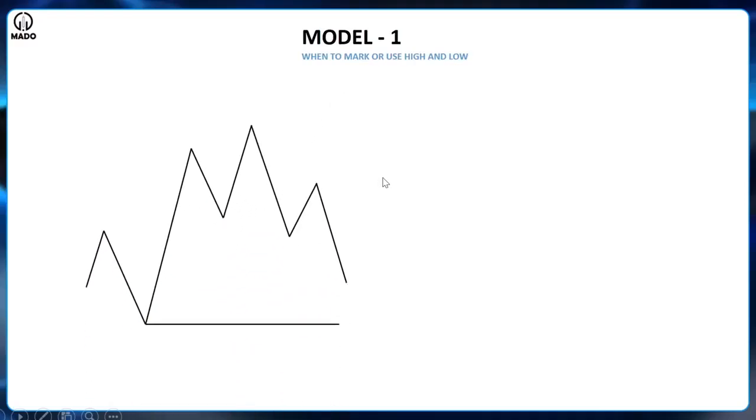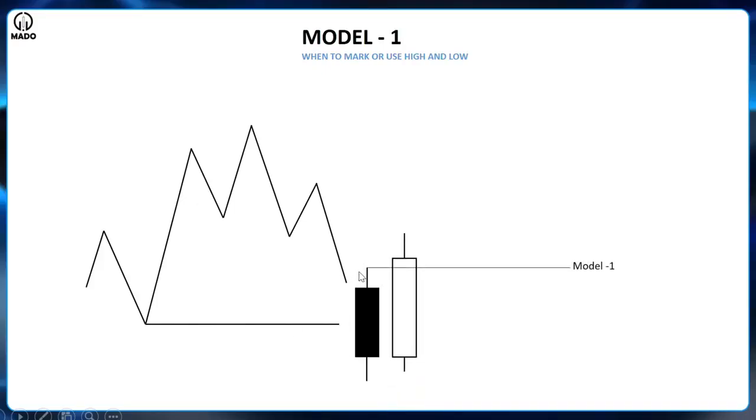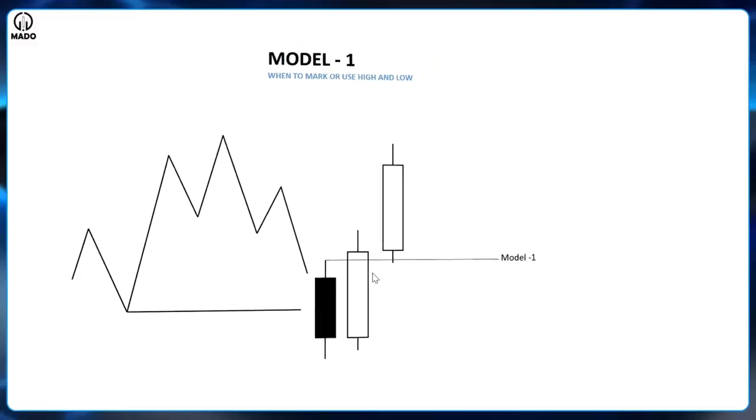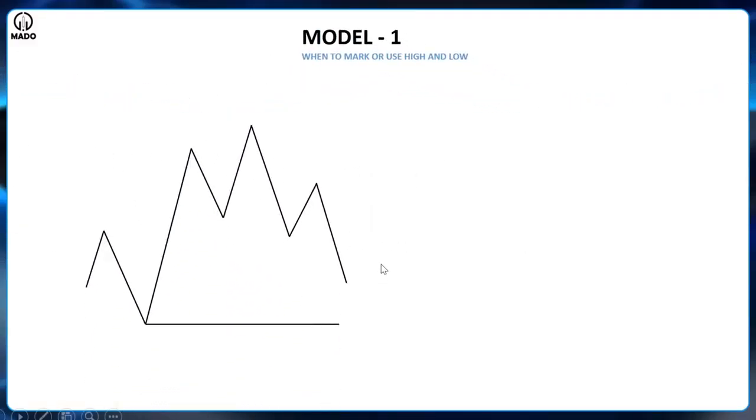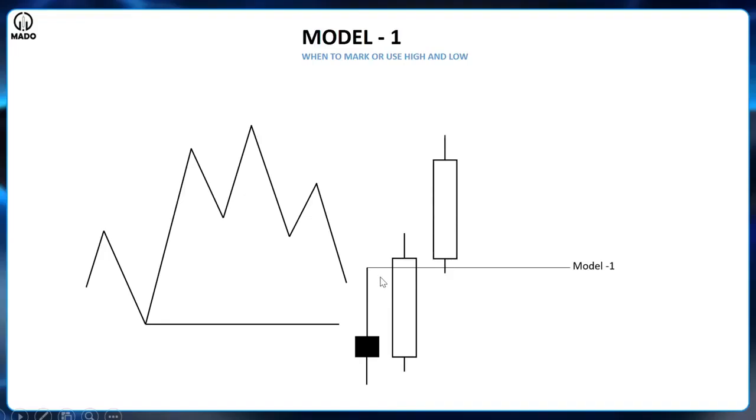Now, let's look at the second case, when to use the wick. If price closes above the high or below the low of the candle that purged liquidity, then you mark that high or low and use it for your entry. Meaning, in this scenario, you can use the wick for your entry. Another scenario is when the purge candle has a small body but a long wick. In that type of candle structure, the wick carries more weight, so you would rely on it for your entry level.